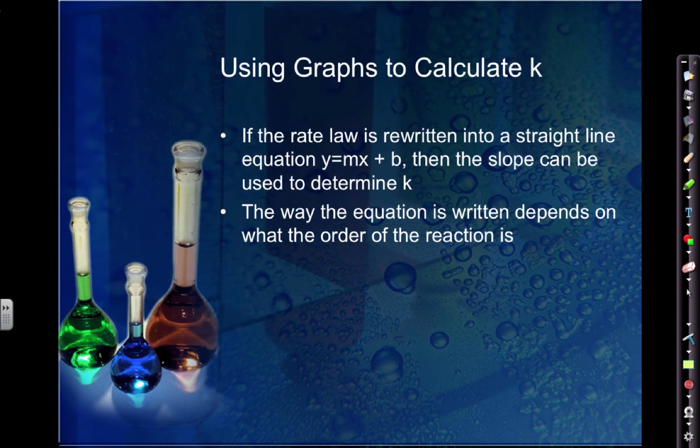All right, so if you remember, there's an equation that you were taught a long time ago in one of your math classes. This is the straight line equation. It's very important, and it's used in chemistry all of the time. If you rewrite your rate law in this format, then the slope can be used to determine K. So you take your rate law, you rewrite it into this equation, and you can use that to determine what K is. And the way that we rewrite the equation depends on the order of the reaction.